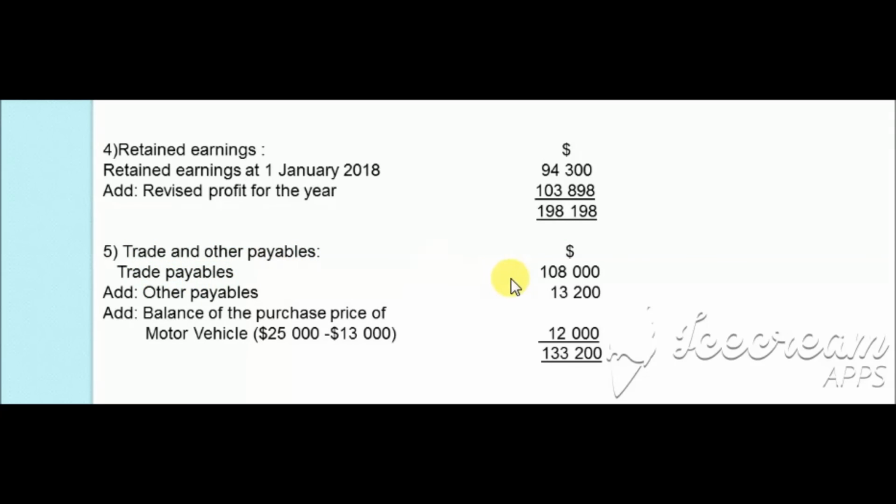Then we'll calculate the trade and the other payables. The trade payables was given as $108,000. The other payables was given as $13,200. To this, we are going to add the balance of the purchase price of the motor vehicle, which was paid on 31st January 2019. And how do we calculate this? We are going to take the purchasing price of the motor vehicle, that is $25,000, and from here we are going to subtract the motor vehicle which was given as part exchange and has a value of $13,000. So we get the balance which has to be paid for the purchase of the motor vehicle as $12,000.